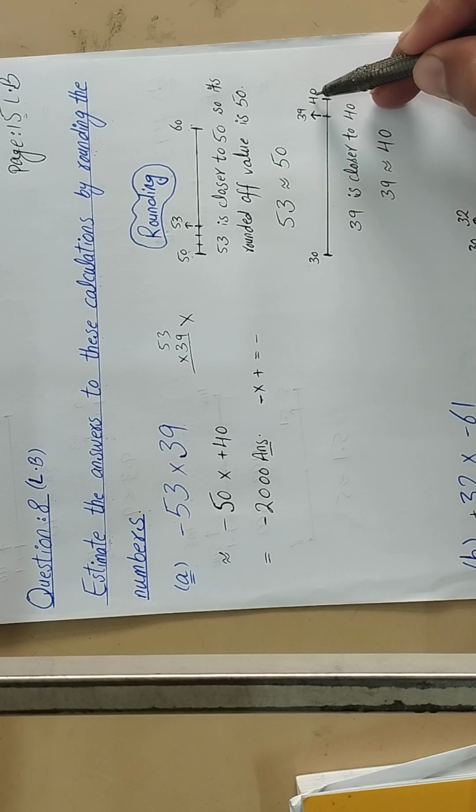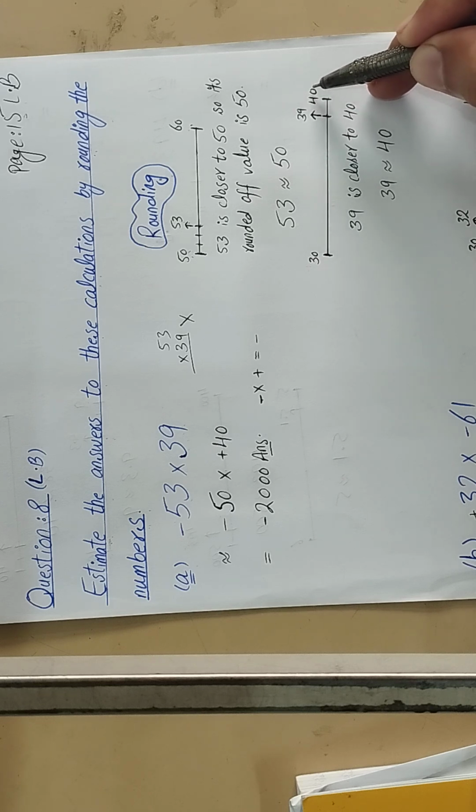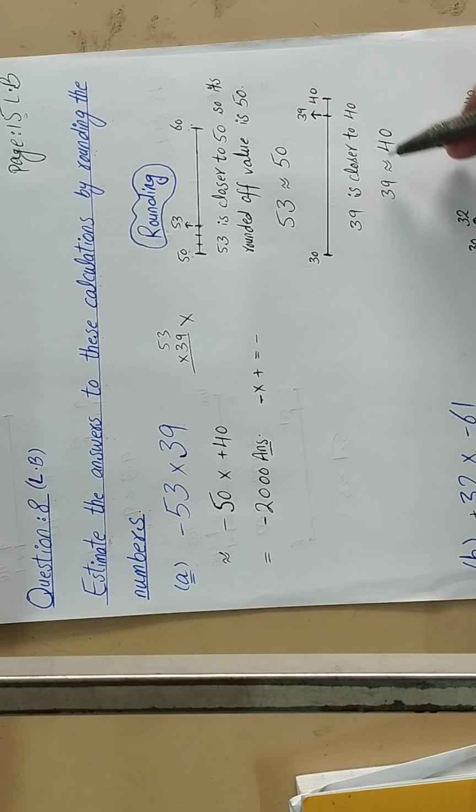So its rounded off value is 40 because the closer value is the rounded off value. So 39 is closer to 40. It means its rounded off value is 40. When we round off 39, we get 40.